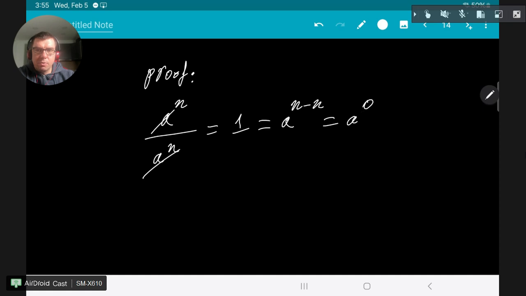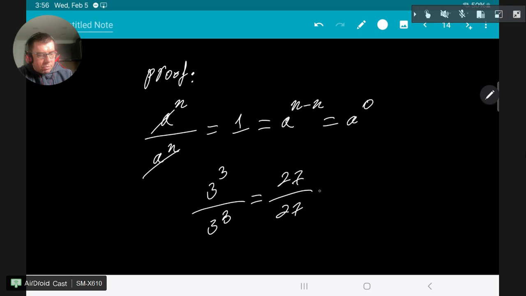If I want to substitute concrete numbers, let's say 3 to the power of 3 over 3 to the power of 3. This is obviously 27 over 27, which is 1. But if I want to write it as a subtraction of exponents, this is 3 to the power of 3 minus 3, which is 3 to the power of 0. This is why 3 to the power of 0 will be 1, because it's like dividing the same number, 3 to the power of 3 by 3 to the power of 3, 27 by 27.